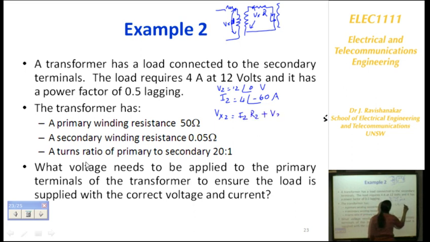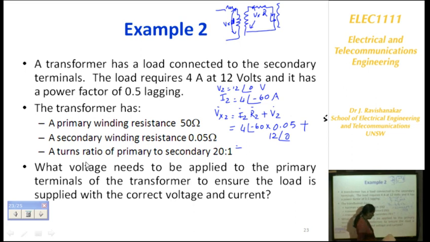So this is V plus V2. Now all these are vectors, of course. So therefore, I can substitute here. I2 is 4 at an angle of minus 60 times R2, which is 0.05, plus V2. V2 is 12 at an angle of 0. So I can compute this to find out what is Vx1.